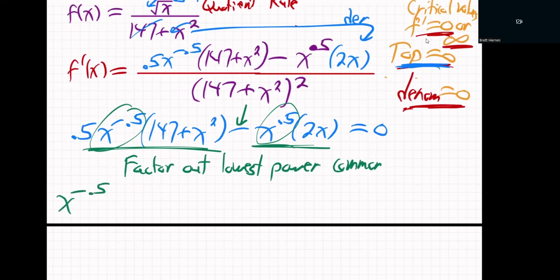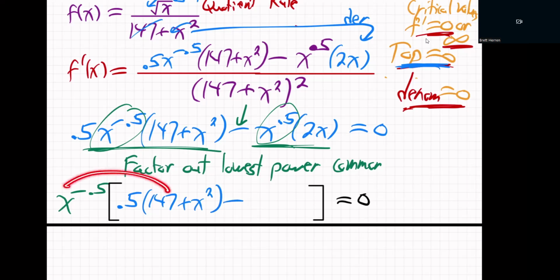That's lower. I'm going to put a bracket. You don't have to, but I think it might make it easier to see. Bracket's just fancy printing, say. Okay. What goes on the inside? Well, whatever's left over. So this is going to be 0.5 times 147 plus x squared, minus, right? Do you see that so far?